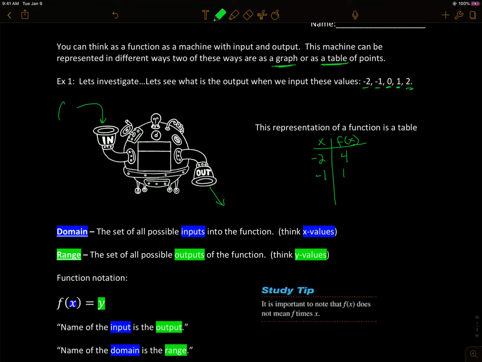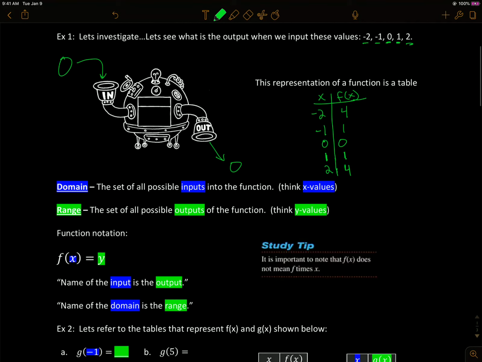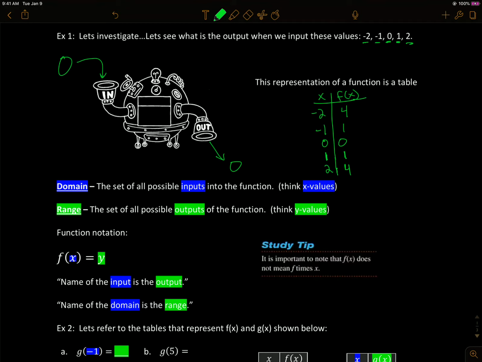Okay, in goes a 0, and let's say the machine spits out a 0. We put in a 1. Let's say the machine spits out a 1. We put in a 2. The machine spits out a 4. Okay, so that table is a representation of a function.